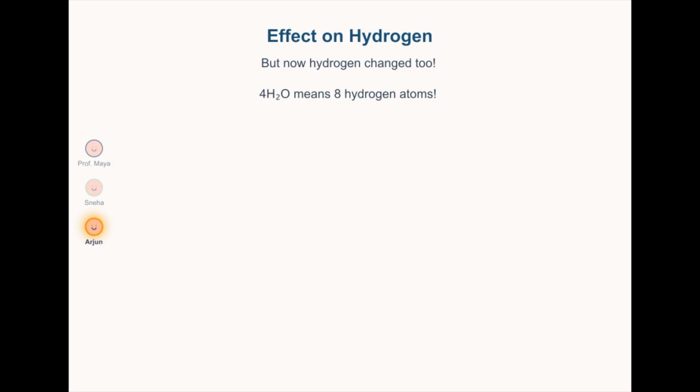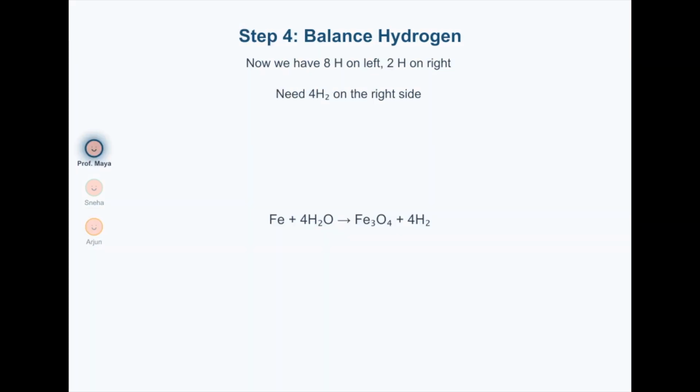But, Professor Maya, now the hydrogen changed too. 4H2O means we have 8 hydrogen atoms on the left side instead of 2. Excellent observation. Arjun, step 4. Balance hydrogen. We have 8 H atoms on left, 2 on right. So we need 4 in front of H2 on the right side to get 8 H atoms.